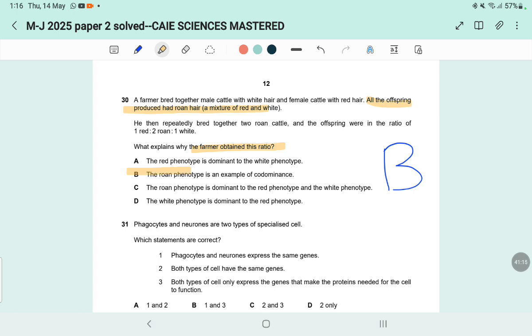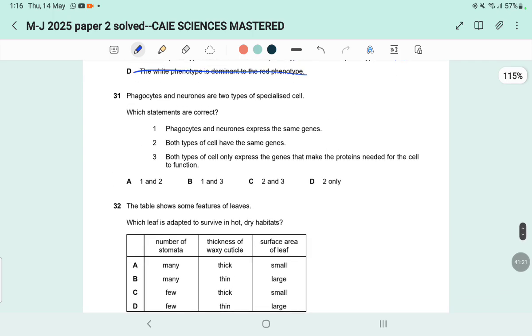Like if you think about it, it will be very easy. Like it's by common sense. This question is so common sense, nothing to worry about if you had studied it well, or even didn't study it well. Like any organism which have different color on the same body, it's codominance. So easy.